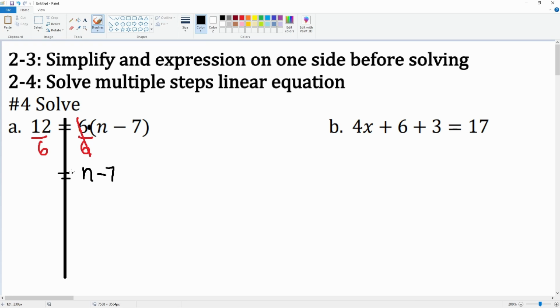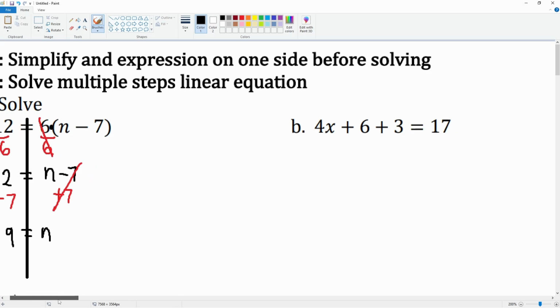Bring down the equal sign. 12 divided by 6 is just 2. Now n is not by itself. There's a minus 7 on the right, so I'm going to add 7 to both sides. The minus 7 and the plus 7 here will cancel, leaving you with just an n on the right hand side. 7 plus 2 is 9. So 9 is equal to n. That is the correct answer. We simplified the right hand side before applying the inverse properties.